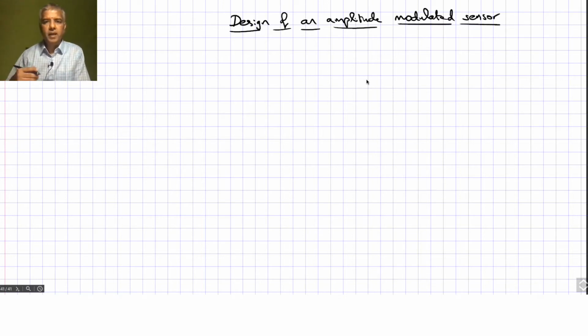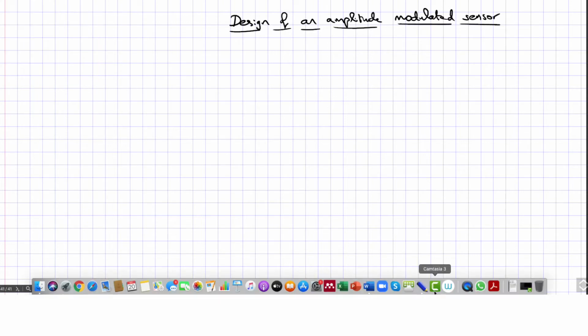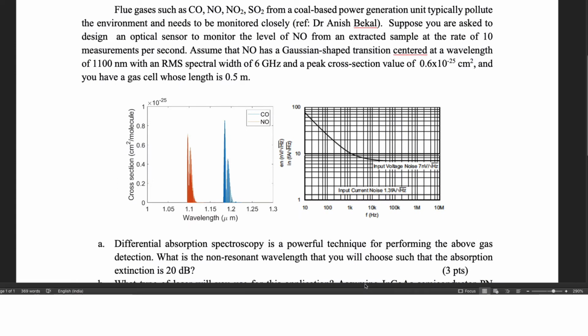Let's say you are an engineer that's taking a requirement from a customer and trying to meet that requirement. How do you go about designing such a sensor? Okay, so that's what we're going to focus on in today's lecture. So let's say this is the requirement, right?